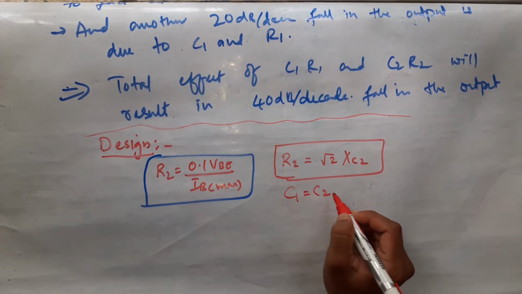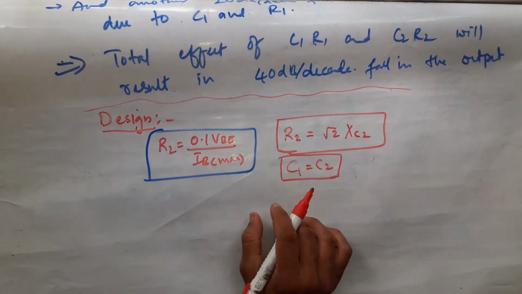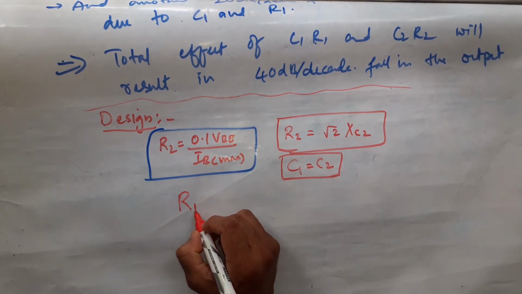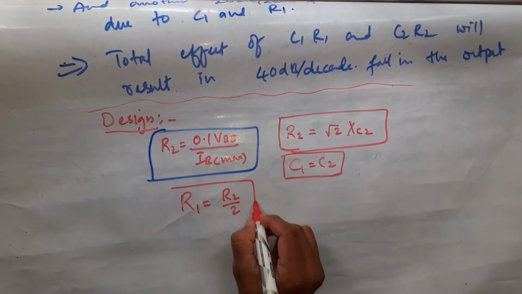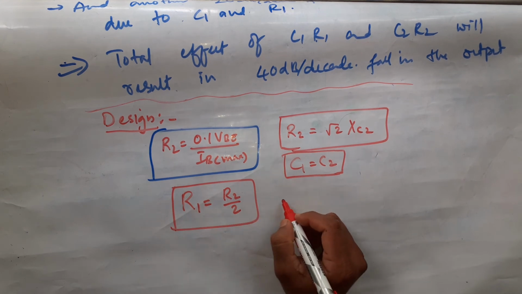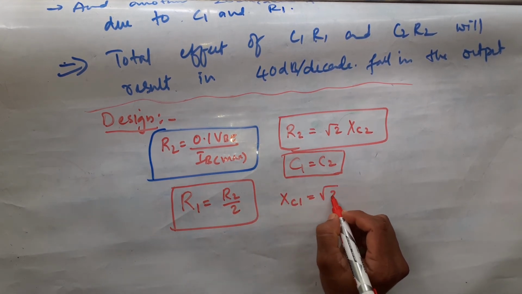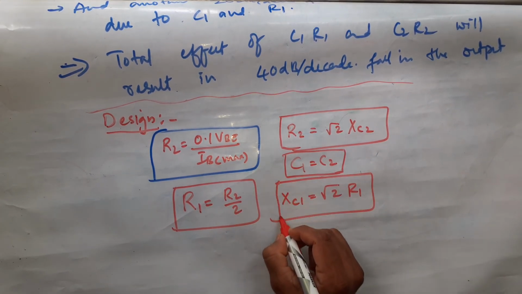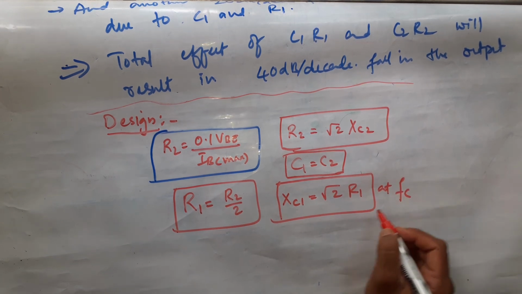C1 equal to C2. Then R1 is going to be R2 by 2, and XC1 is going to be equal to root 2 into R1. This is at cutoff frequency Fc.